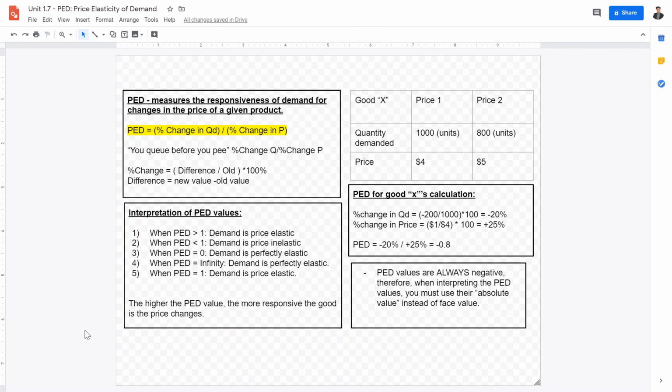Now, I really hope you understand this video. I hope you're able to understand PED, price elasticity of demand, and the relationship between the responsiveness of demand and changes in the product's price. I hope this video is helpful, and I'll see you guys in the next one, where we graph PED and go into more interpretation.